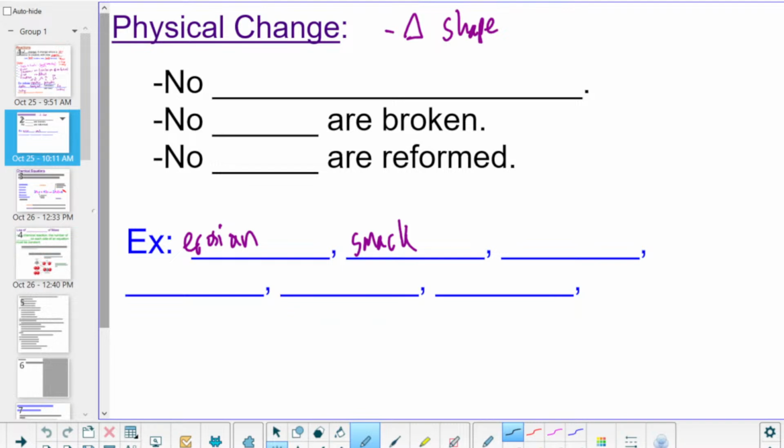Yeah. State, like water. So a change in state. Liquid going to solid. Solid going to liquid, melting, boiling, all that sort of thing. Yep.